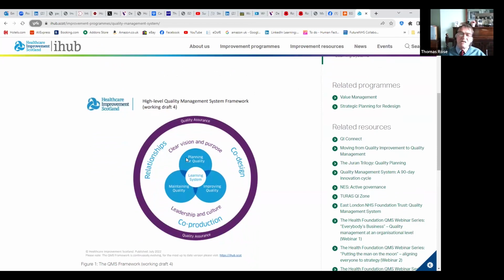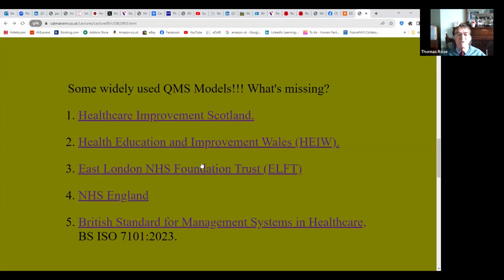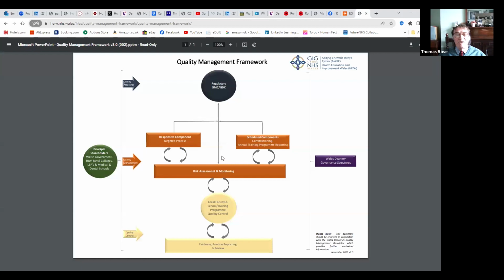They used Juran's trilogy, but they've reworded it slightly. Instead of quality planning, they've got planning for quality, which is slightly different. And instead of quality management, they've got maintaining quality. So they've muddled things about. But the one thing that's missing from this is the elephant in the room, which I'll come to in a minute.